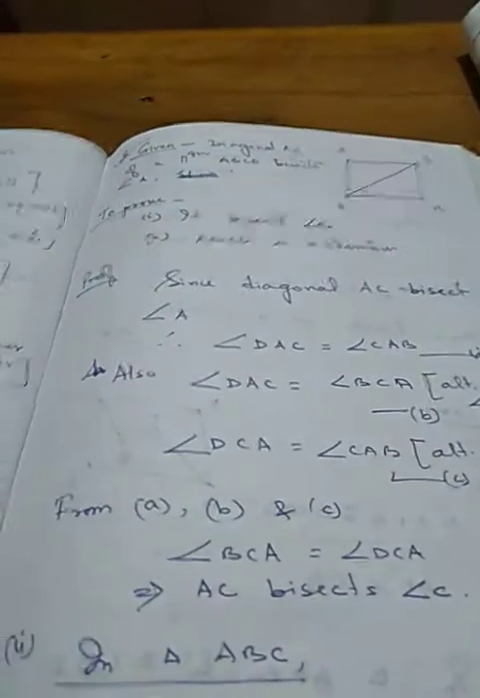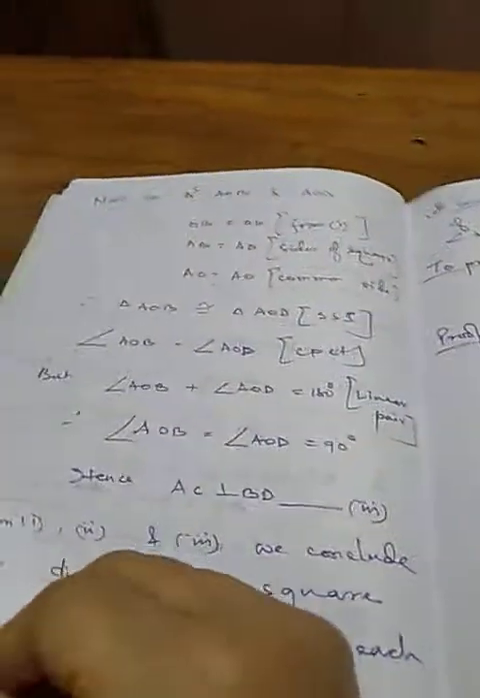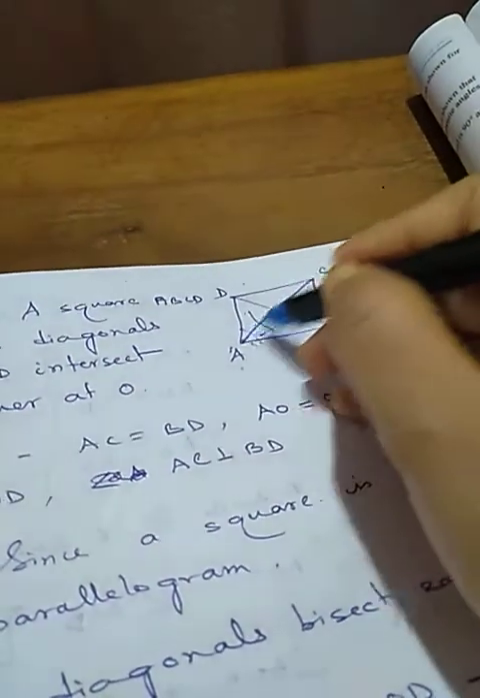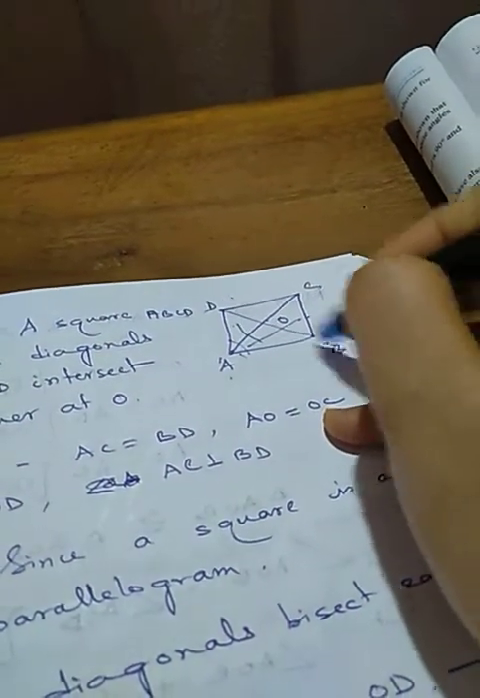Now we are going to prove that these diagonals are bisecting each other. Bisecting we have also proved. Perpendicularly you have to prove. For that, again you have to take two triangles. Which two triangles? One is AOB, another is AOD. Two triangles we have taken.